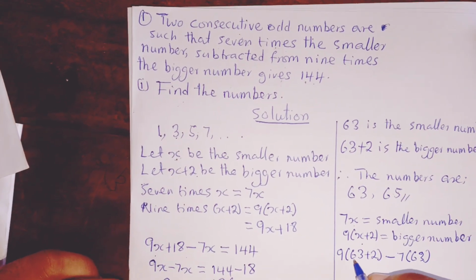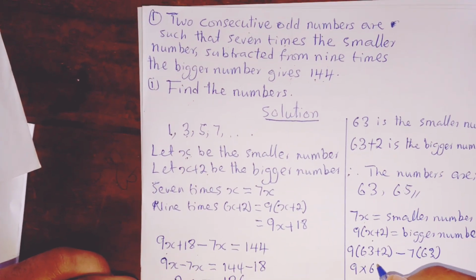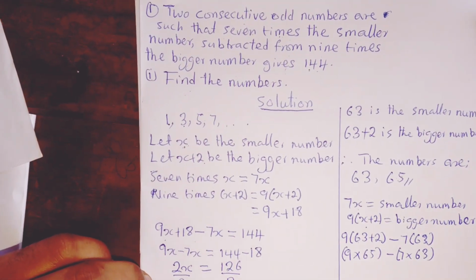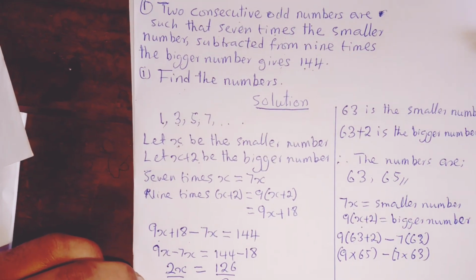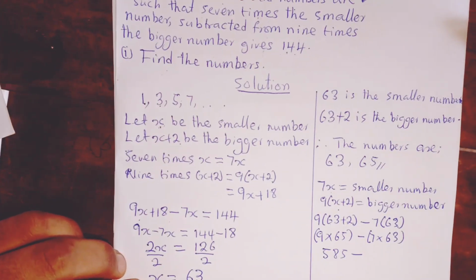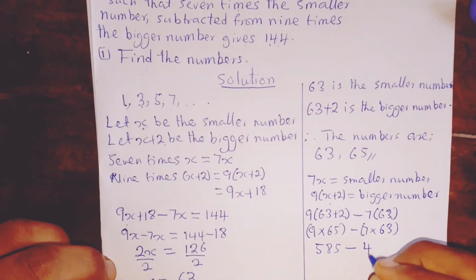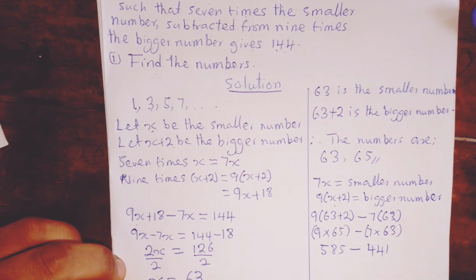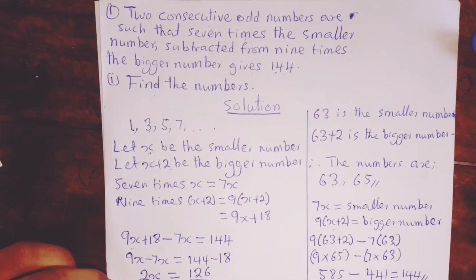So let's try it and see. 63 plus 2 will give me what? 65. So it means 9 times 65 minus 7 times 63. Now 9 times 65 is giving me 585 minus 7 times 63 is giving me 441. Now if you subtract it from 585, you realize that my answer is equal to 144. Hence, my answer is correct.